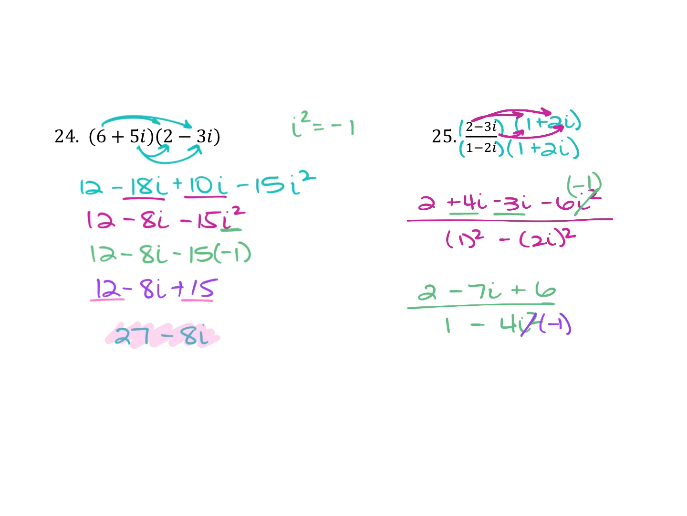Up top, combine your like terms. The 2 plus the 6 gives us 8 minus 7i over 1 plus 4. That 1 plus 4 is 5. So your final answer is 8 minus 7i all over 5.